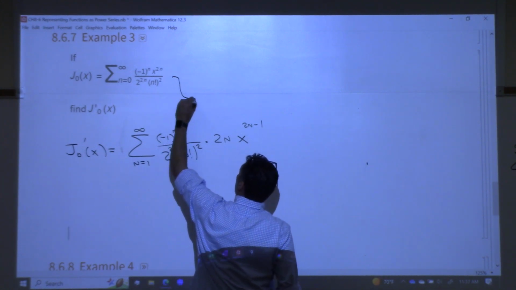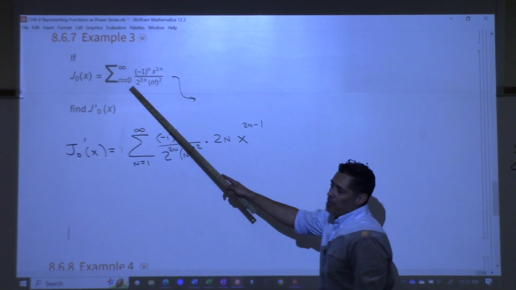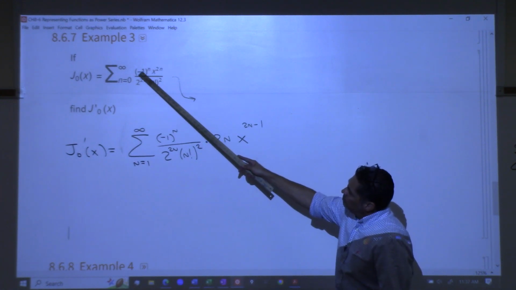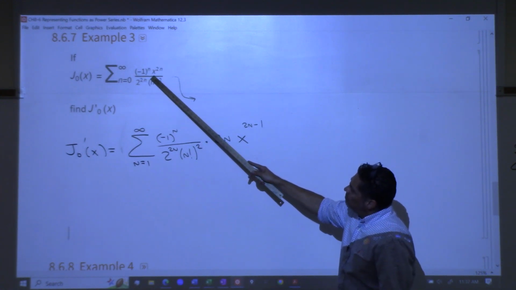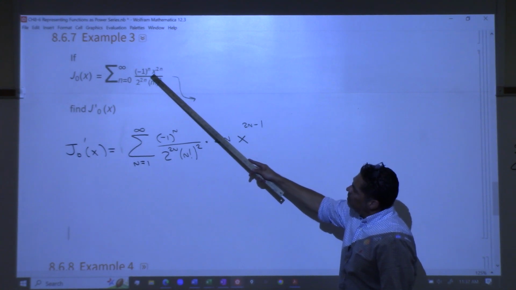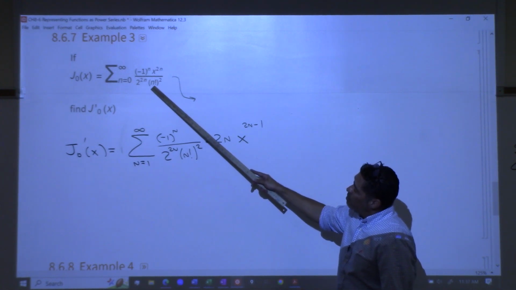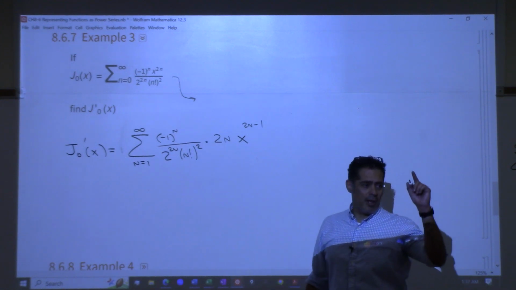Let's do it right here. What if I said let's let n be 0? What would n be 0 be? 1. x to the 0 power, so 1, 2 to the 0, and 0 factorial, 1. So 1 squared, 1. It's just 1, right? When I plug in 0, I get 1.